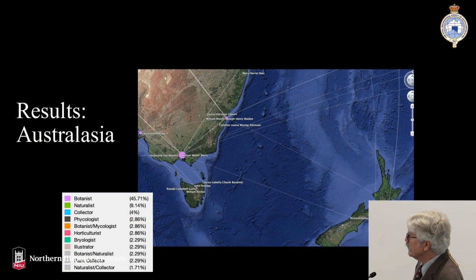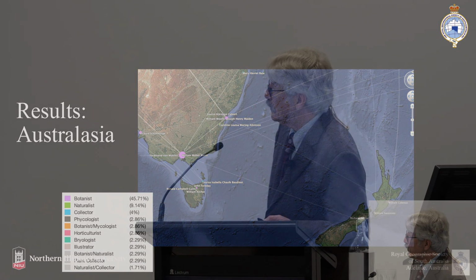Okay, I'm getting almost done here. And this is the results for Australasia. And way on the left is Schomburg. More work needs to be done on that, but these are a lot of the connections that he had. Of course, Von Mueller's in here as well.